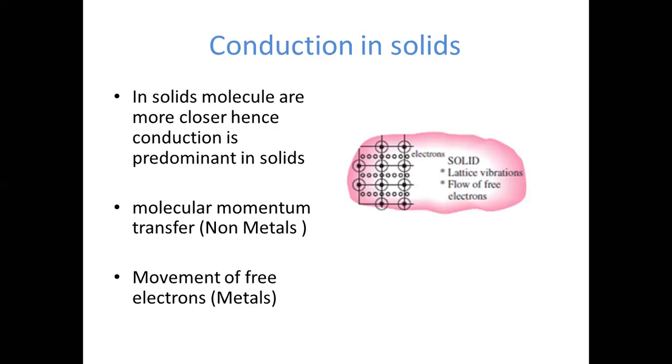First of all, we will see conduction in solids. In solids, molecules are closer, hence conduction is predominant as compared to liquids and gases. In solids, conduction happens in two ways. First, there is lattice vibration. Second, there is movement of free electrons.